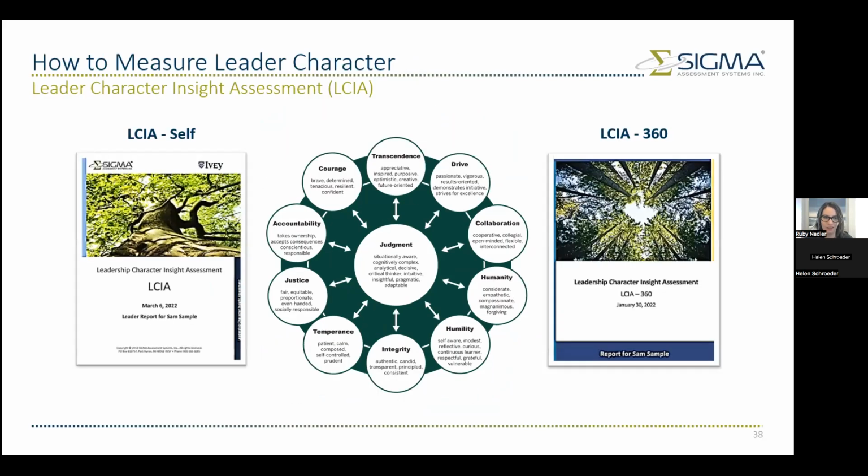I find I go through phases of which ones I want to work on. One thing I haven't mentioned up to this point is that the leader character framework that we've been working with is assessed in two reports that we've developed. We have a self-report version that gives you questions that assess how you think you're doing on those 11 dimensions and the 62 elements. And then we also have a 360 version. So if you were feeling stuck, or if you think it would be helpful, that's a helpful tool that you can use.